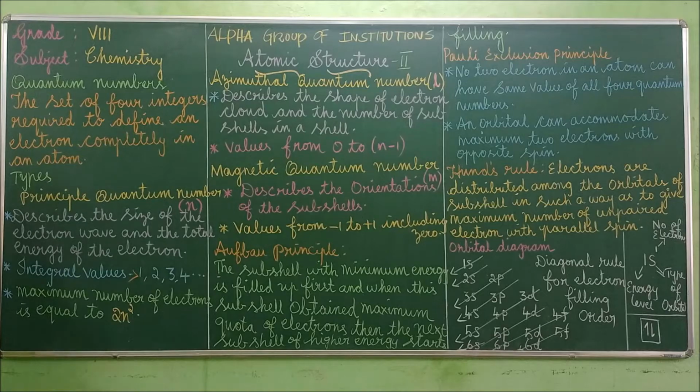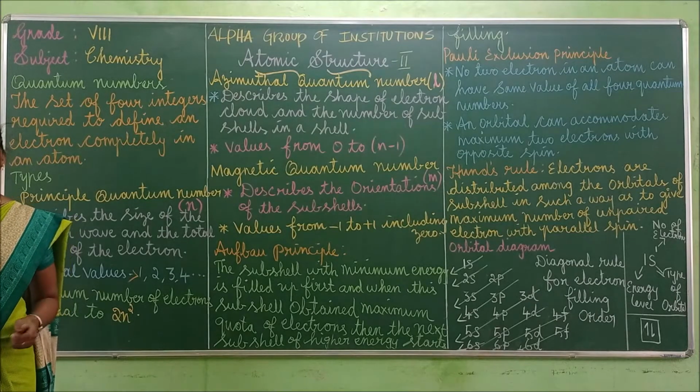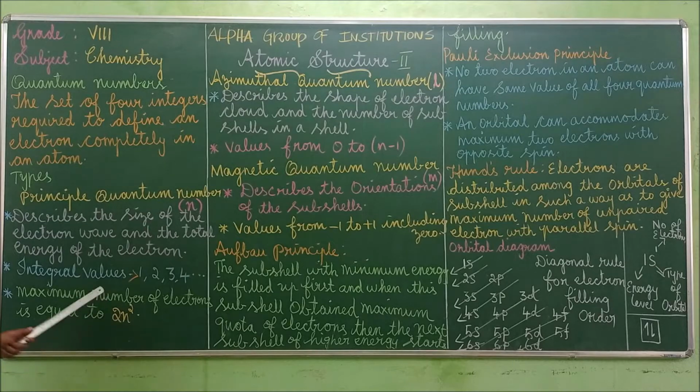So the first quantum number is the principal quantum number. It is represented by the letter small n, and it describes the size of the electron wave and also the total energy of the electron. It has integral values 1, 2, 3, 4, etc. And the maximum number of electrons which can be accommodated in each energy shell is equal to 2n squared.